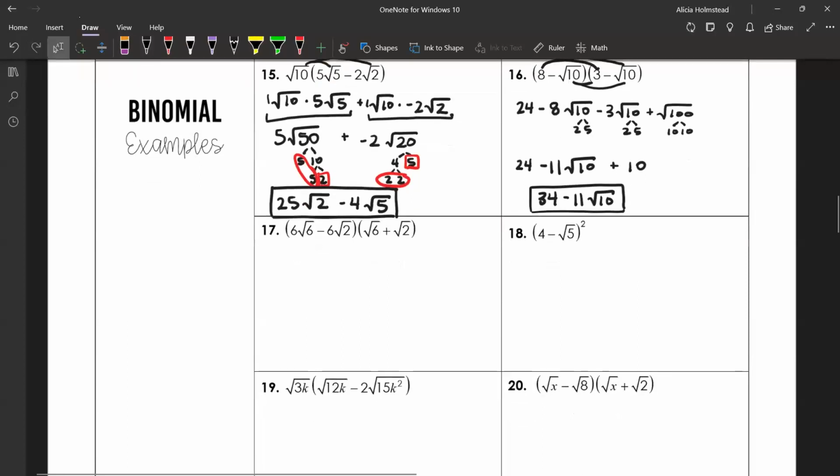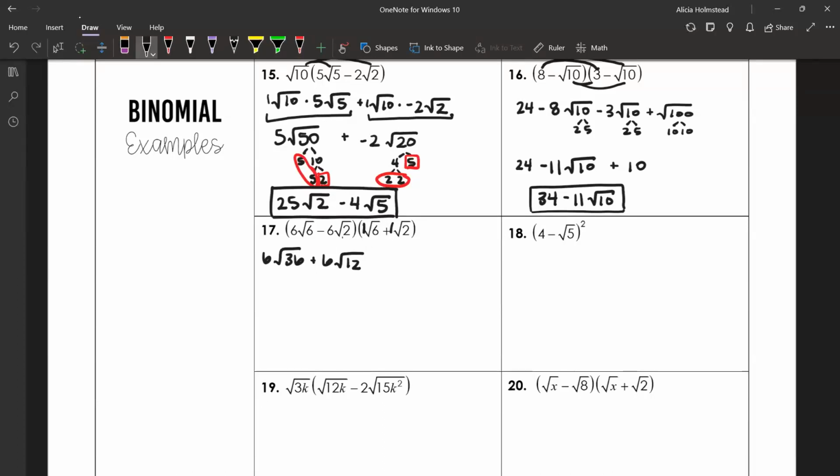Let's keep going. Number 17, so we're going to have to do that FOIL thing again. So let's do the first one times the first one. So 6 square root 6 times the square root of 6. Insides with insides, outsides with outsides. So 6 times the 1 gives us 6, and then square root of 6 times the square root of 6 is going to be the square root of 36. Then we'll do 6 square root of 6 times square root of 2, which will be 6, since that's 6 times 1, and then square root of 2 times square root of 6 is the square root of 12.